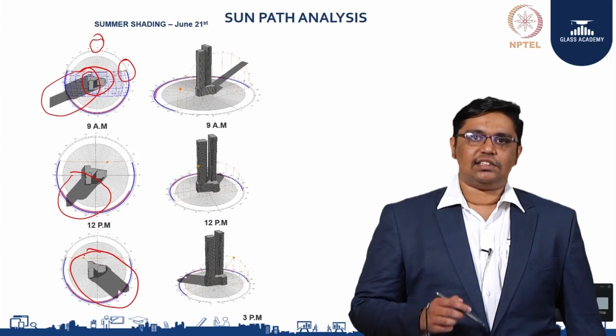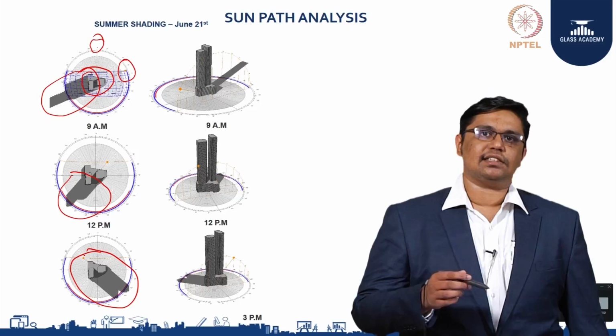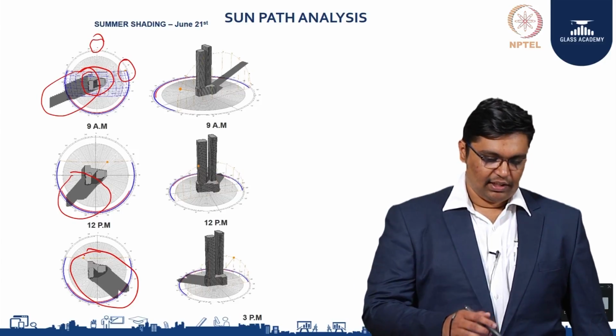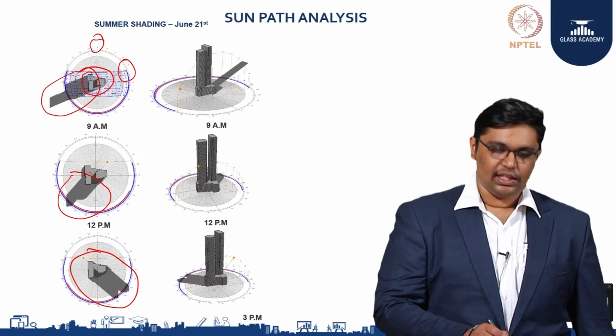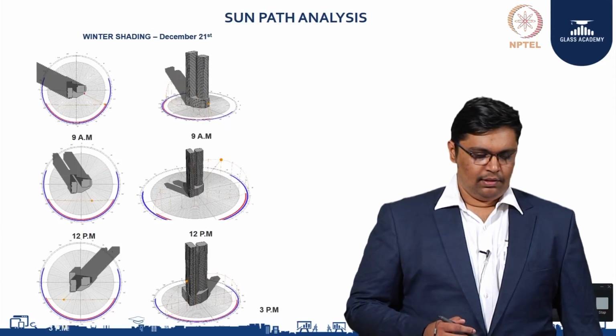This kind of analysis we can do for different seasons as well. This is a typical day in a summer season, so we can name it the summer shading. From here we can understand that during the summer months, the southwest and the southeast faces of the building get shaded at different parts of time.